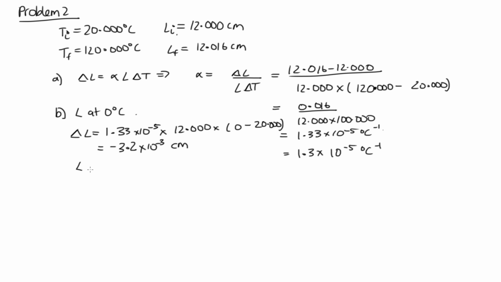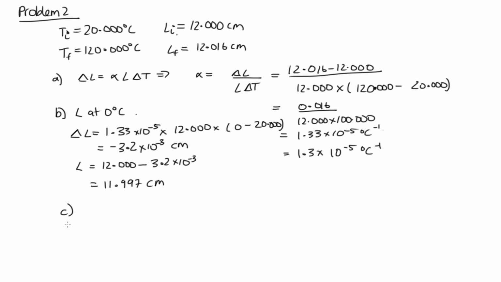So we're asked for the length at 0 degrees C. So that'll be the initial length, the 12, plus the change in length, which is a negative number. So it's minus 3.2 times 10 to the minus 3 in this case. And so that is equal to 11.997 centimeters, the length of the metal at 0 degrees C.